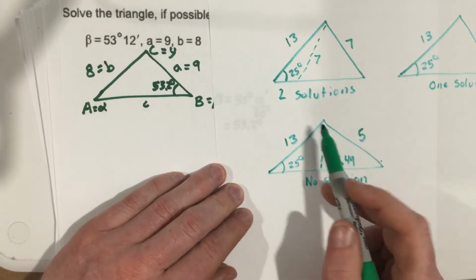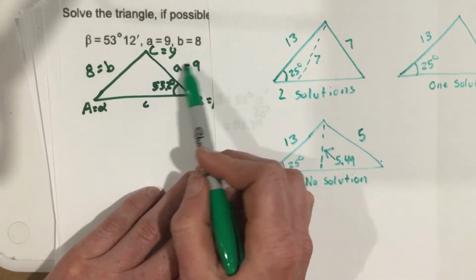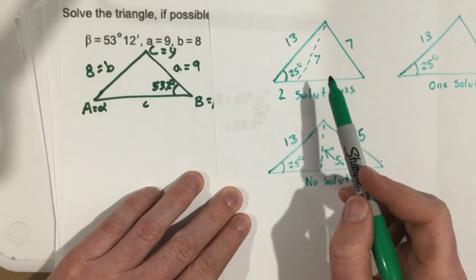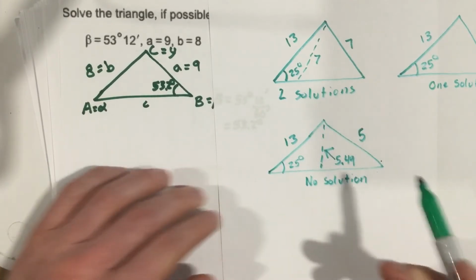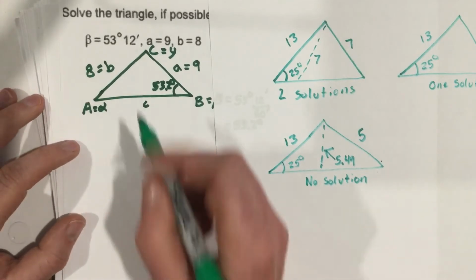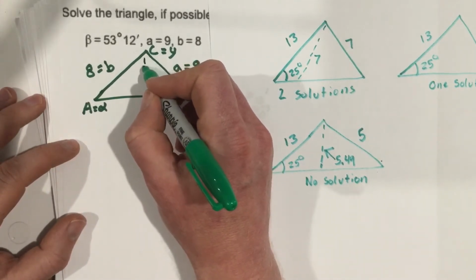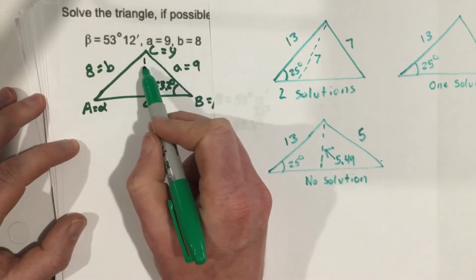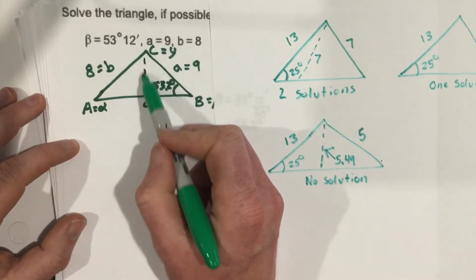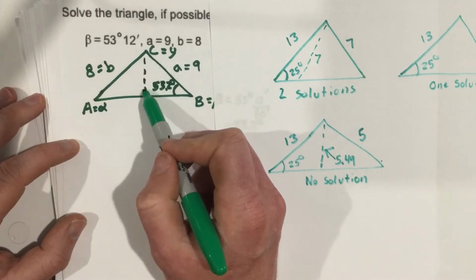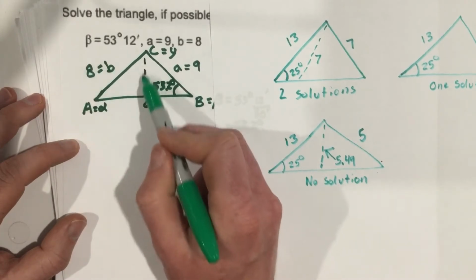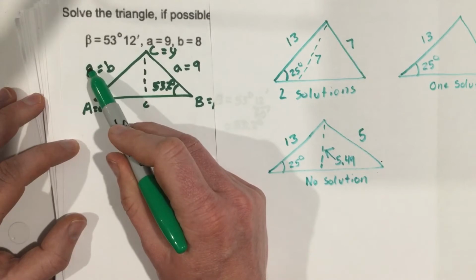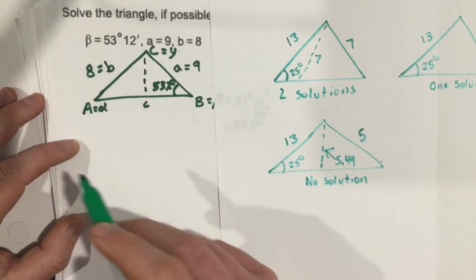So we see that we have 8 less than 9. So that's either 2 solutions or no solution. We're assuming it's probably going to be 2 solutions, but we want to check real quick. So what we do is we draw the right angle, the height essentially, and we want to make sure that this number right here is not larger than this number, because if this number is larger than 8, we've got no solution. How can we figure that out?